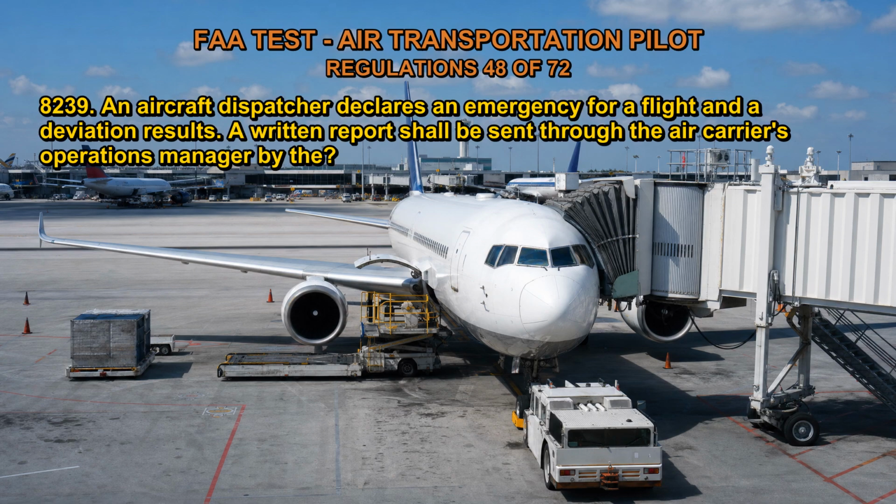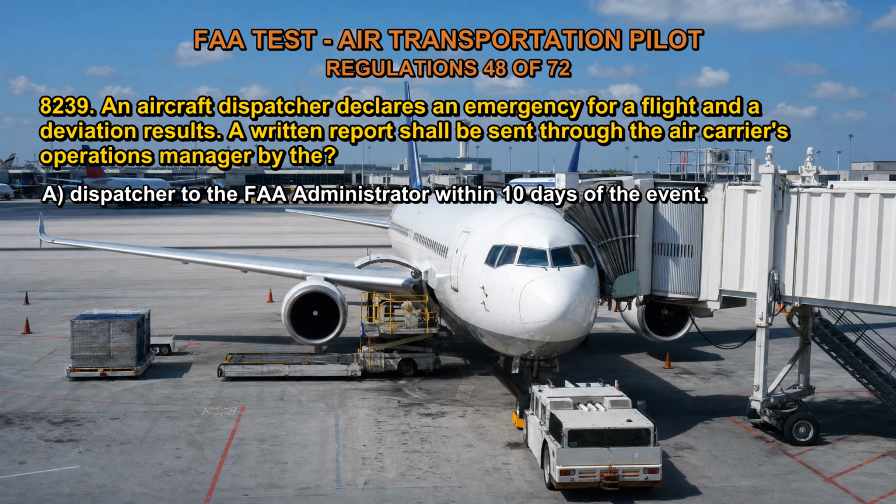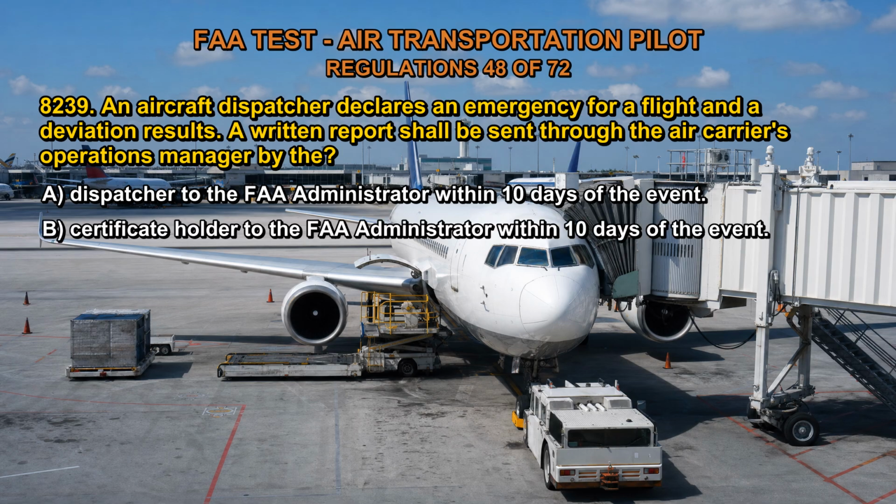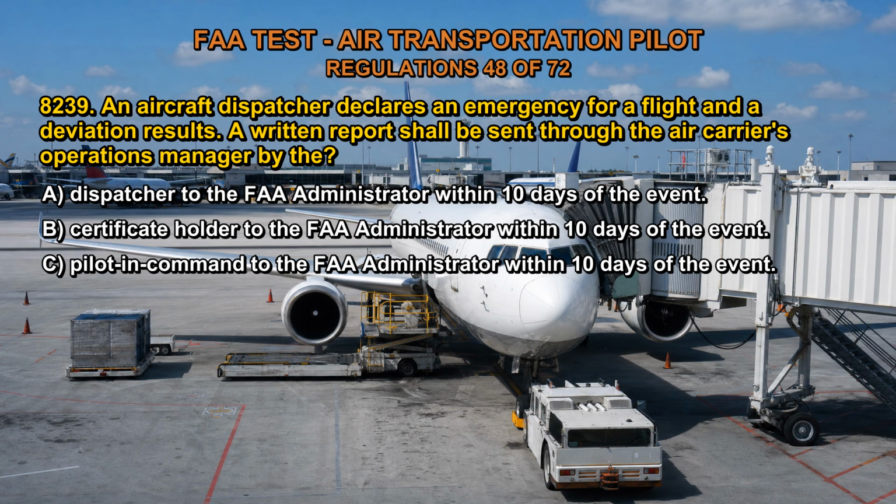Q8239. An aircraft dispatcher declares an emergency for a flight and a deviation results. A written report shall be sent through the air carrier's operations manager by the A. Dispatcher to the FAA Administrator within 10 days of the event. B. Certificate holder to the FAA Administrator within 10 days of the event. C. Pilot in command to the FAA Administrator within 10 days of the event.